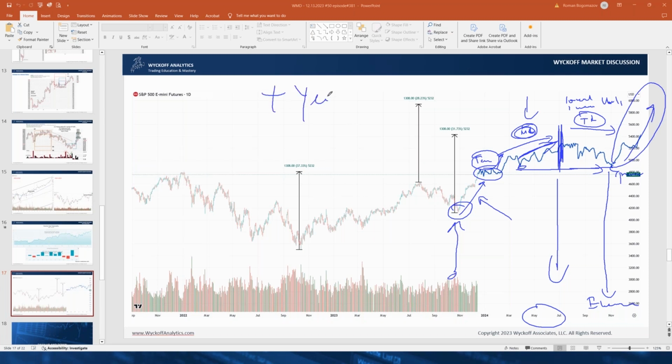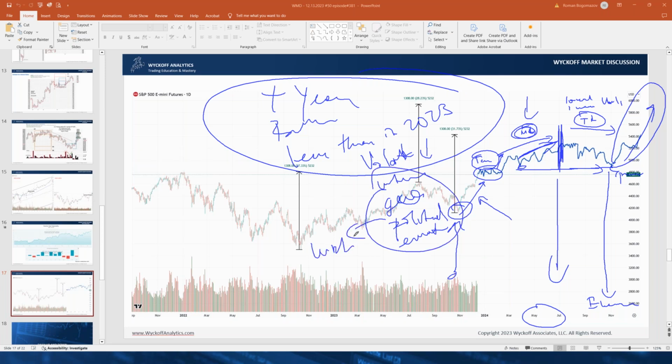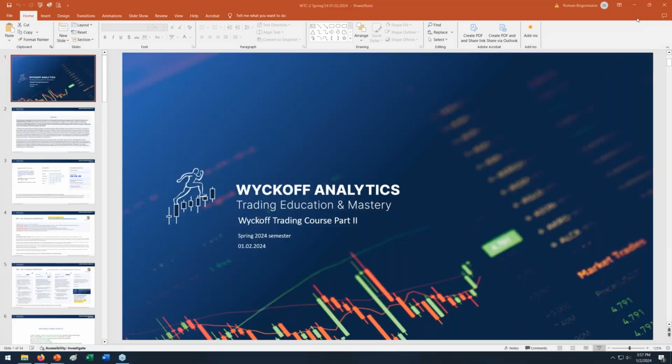Positive year, bullish, obviously, but less than in 2023. So that's my expectation. And my expectation is that volatility is going to actually go down, unless there is some kind of unexpected geopolitical event. Okay, unless. Okay, so that's kind of the prognostication.